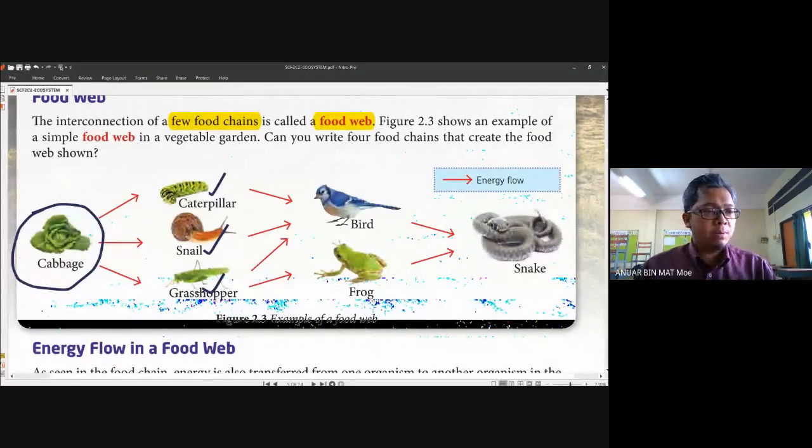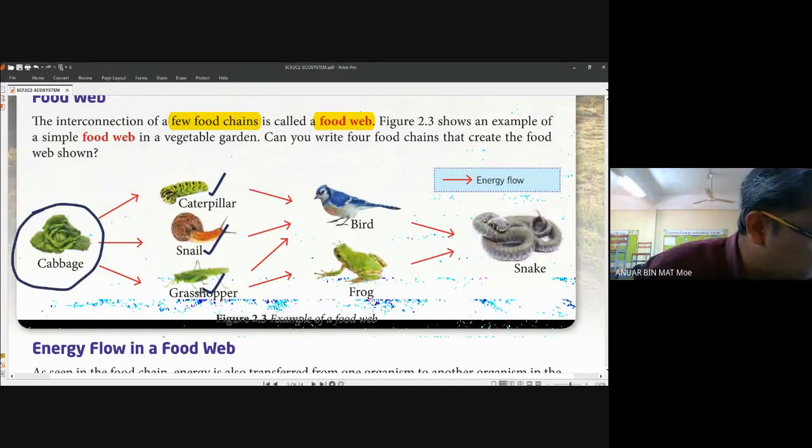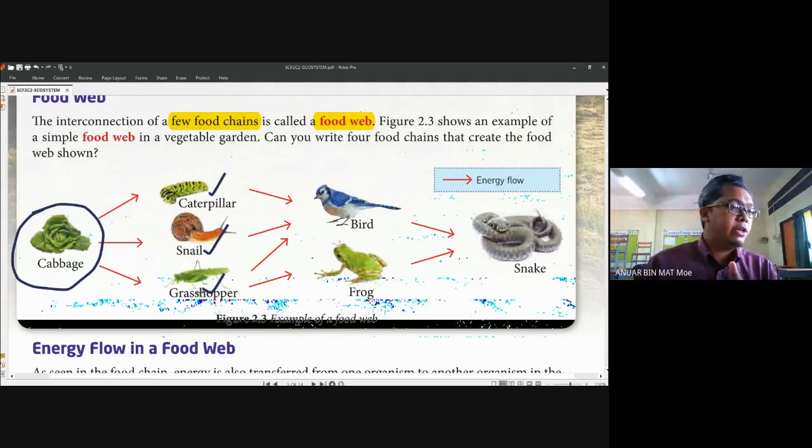Caterpillar. Why do you call it primary consumer? Because it only eats what? We call it primary consumer because it will only eat plant. Yes, very good. It will only eat producer, which is plant. We call it primary consumer. Okay, and then we see the second one. This is the producer.